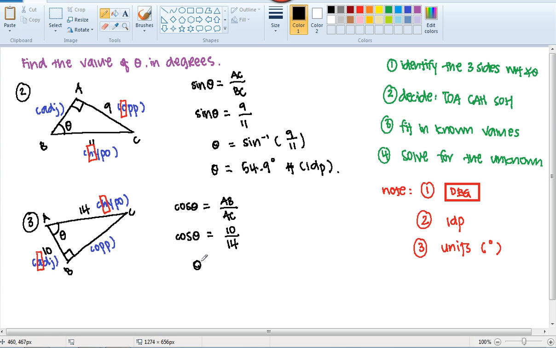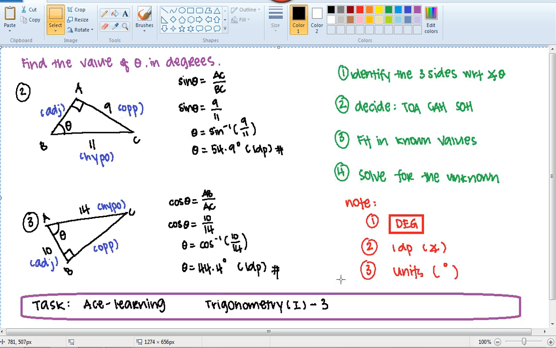And after that, step number 4, to solve for the unknown, which is theta, which is cosine inverse of 10 divided by 14. Leave my final answer corrected to one decimal place, not forgetting my units. Okay, hope you got this correct. So right now, it's your turn to work on a task. Okay, so this will be the task for after this mini session. Okay, we'll come back to the next part of the lesson.